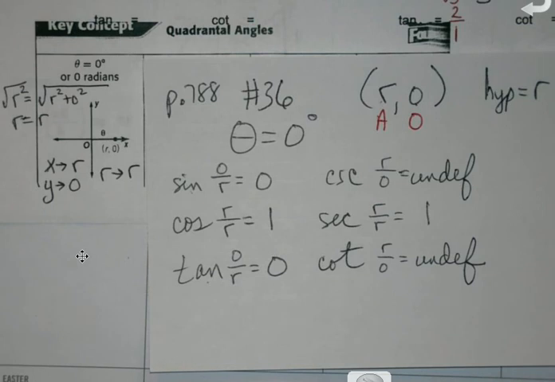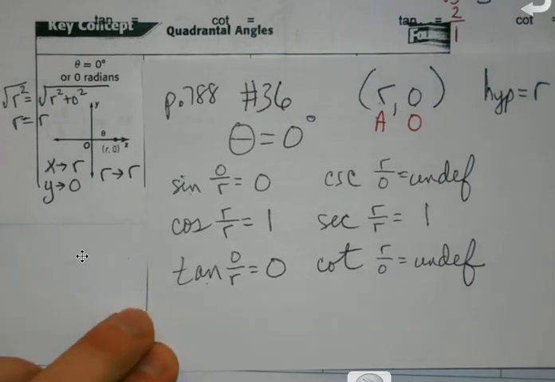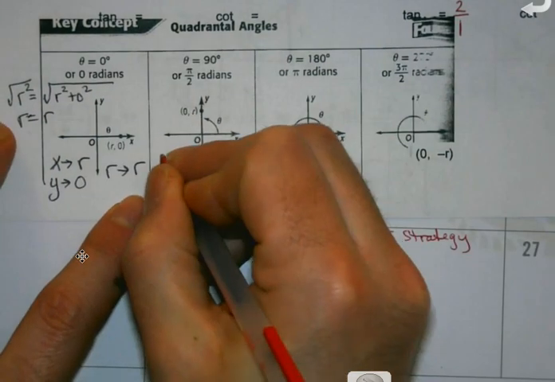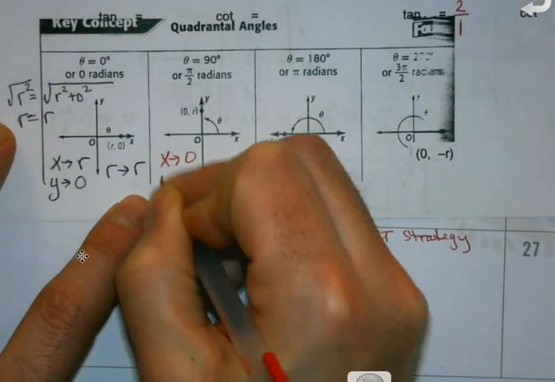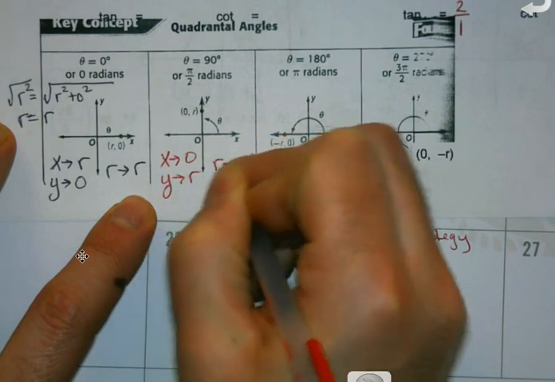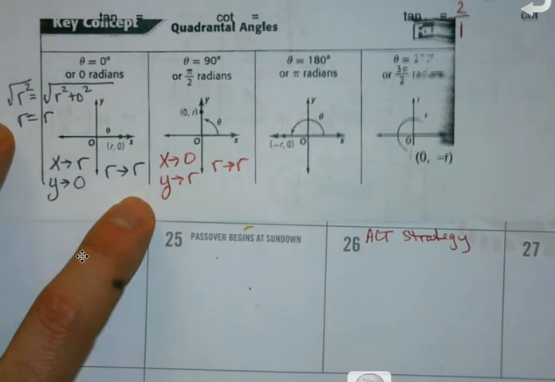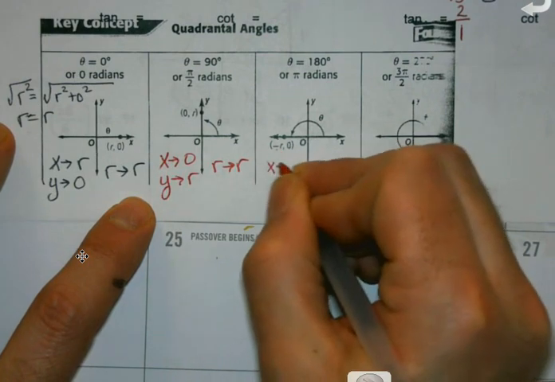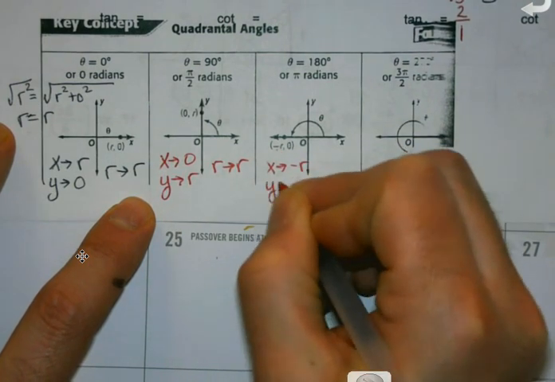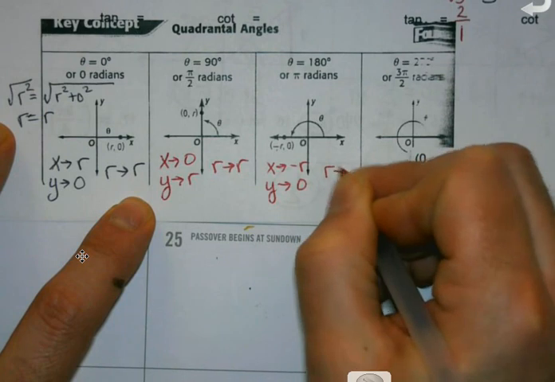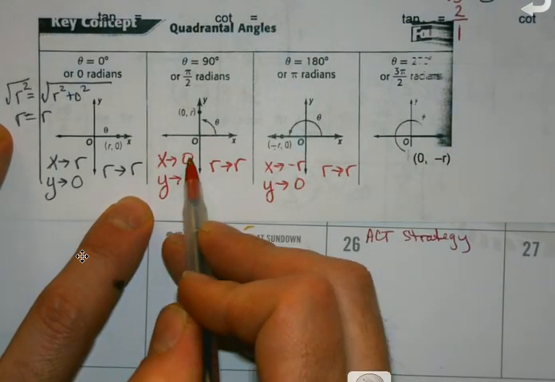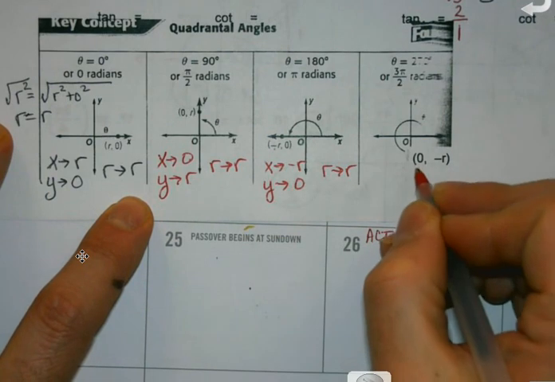On the rest of my quadrantals, you'll see how the pattern works here. Again, I've got my points for x and y. r is always going to be itself. That's never going to change. So if you take the coordinate point they give you for each one, you basically have your adjacent, your opposite, and your hypotenuse for each.